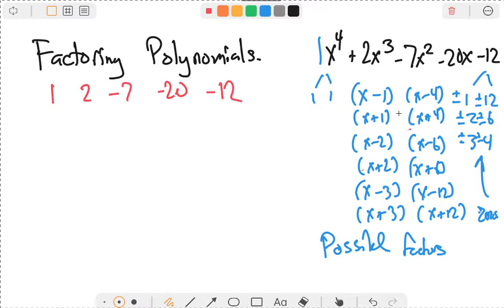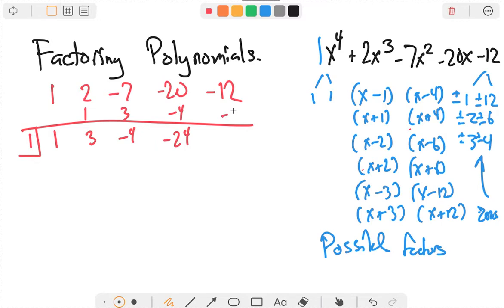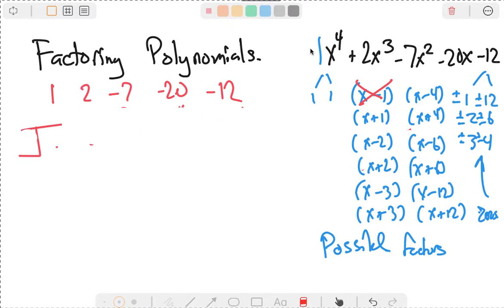And I will start off with x minus 1. So if it's x minus 1, that comes from a zero of positive 1. So I'll go 1, 1, 3, 3, negative 4, negative 4. This is obviously not going to work. So x minus 1 is not a factor. So I just go through and do it again. We'll try some different numbers in here. So we'll try negative 1.